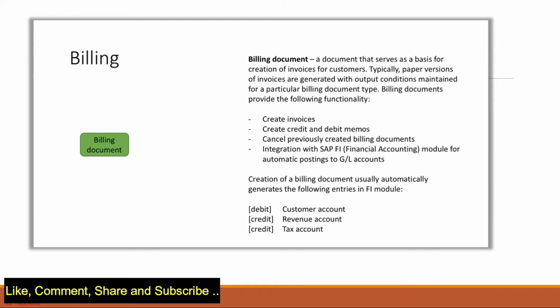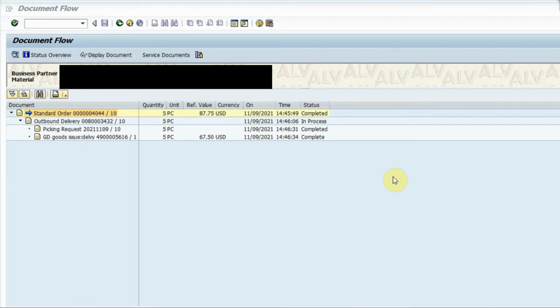There are a lot of functionalities like creating invoices, creating credit and debit memos, and cancelling previously created billing documents. This billing part is an integration with SAP FI. When a billing document is created, normally the customer account is debited, the revenue account is credited, and also the tax account is credited.